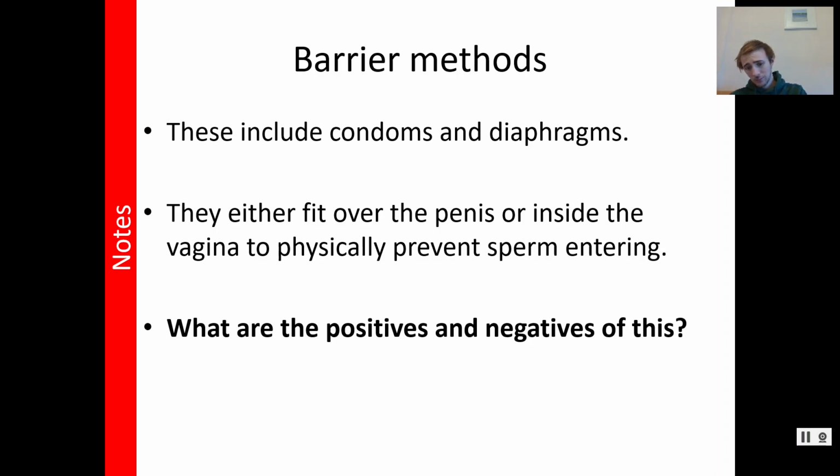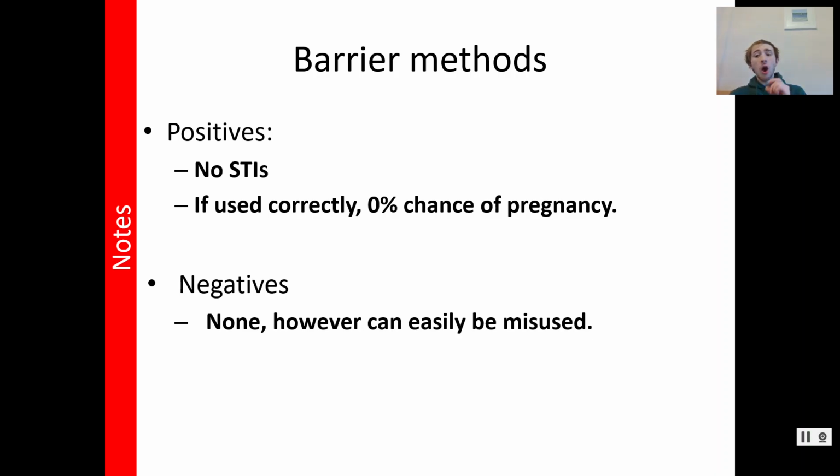In any case, positives. This is only for condoms and not diaphragms. No STIs. Now, this is specifically condoms, which is by far the most common type of barrier method, but no STIs. This is the only type of contraceptive that will prevent you getting an infection. And yes, to be fair, for anybody who doesn't know, sexually transmitted infection, often also called an STD, sexually transmitted disease, condoms are the only type of contraceptive that will prevent you getting, for instance, gonorrhea, syphilis, HIV, anything you can think of. And if used correctly, should be 0% chance of pregnancy.